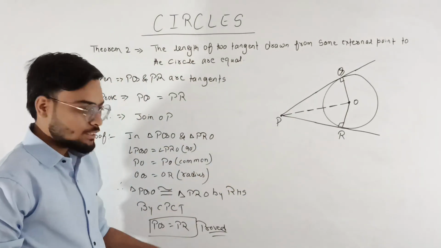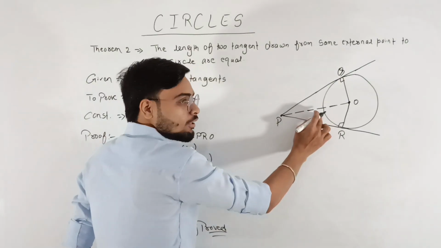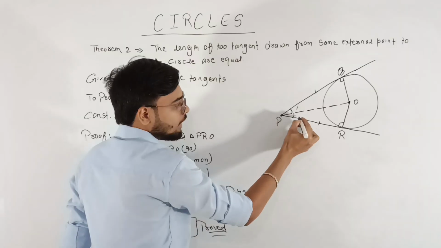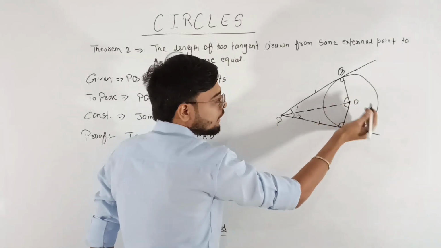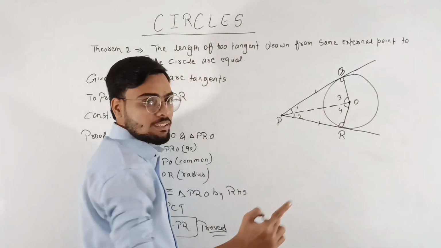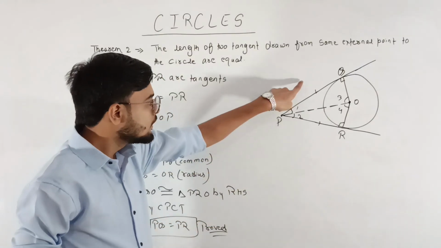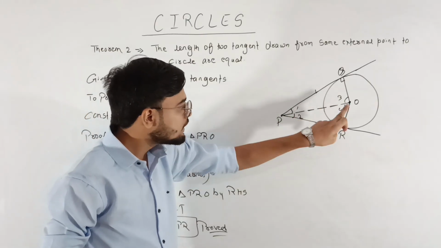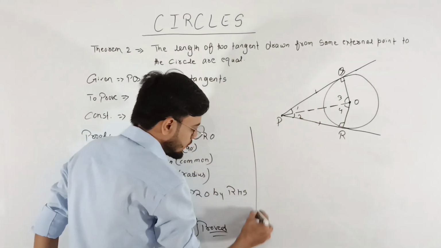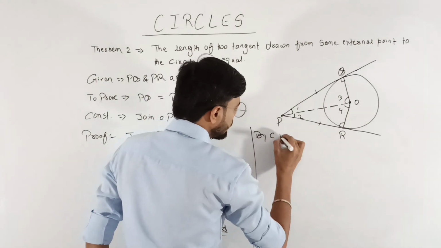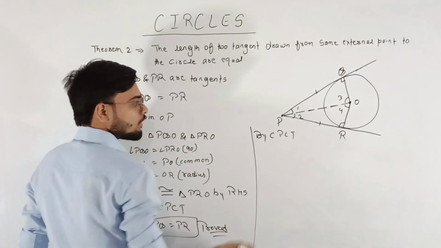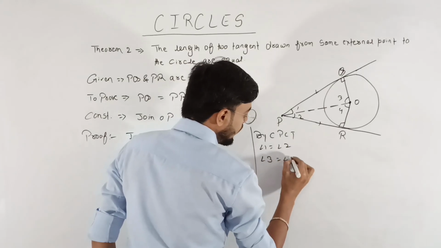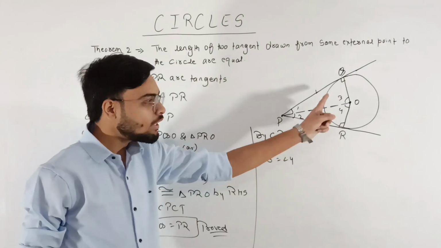Now we have more things by CPCT. If these two triangles are congruent, then by CPCT, PQ is equal to PR, and this angle is also equal to this angle. So I name it angle 1, 2. This angle is also equal to this angle, so I name it 3 and 4. So by CPCT, we get a total of 3 results. First is PQ is equal to PR. The second result is angle 1 is equal to angle 2. The third result is angle 3 is equal to angle 4. So again I write here, by CPCT, what we get: first thing, PQ equal to PR, that is proved. Second thing, angle 1 is equal to angle 2, and third thing we get is angle 3 equals angle 4.